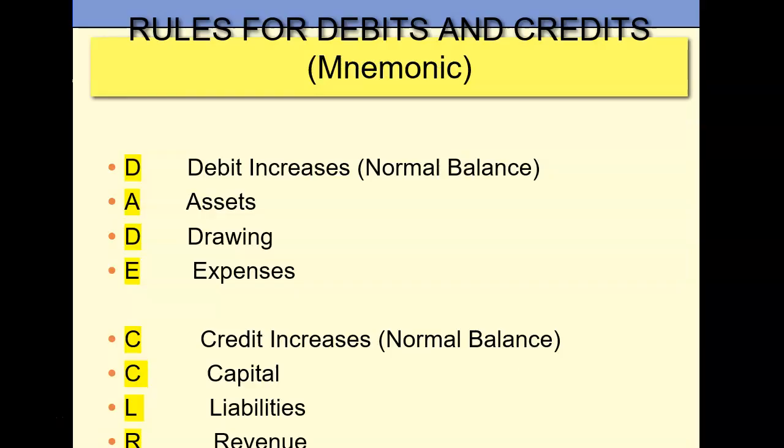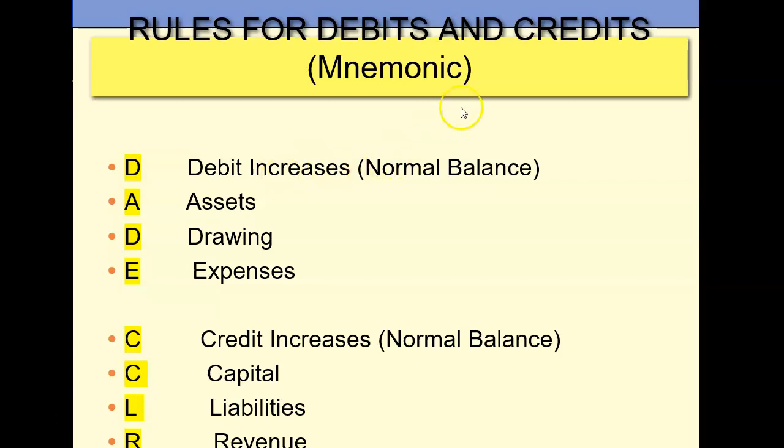So these rules may seem a little overwhelming. My job is to make the rules simpler. So I'll develop what we call a mnemonic to help you remember the rules of debits and credits. So you ready? Our first mnemonic is called DADE, D-A-D-E. These are the types of accounts that will always increase on the debit side.